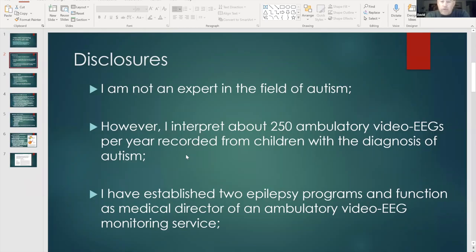And I've established 2 epilepsy programs over the course of the last 15 years. These are level 4 comprehensive epilepsy centers. I'm also the medical director of an ambulatory video EEG monitoring service. There are many such services around. I happen to be affiliated with EEG2Go, which many of you may be familiar with.